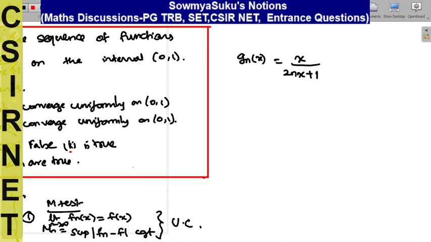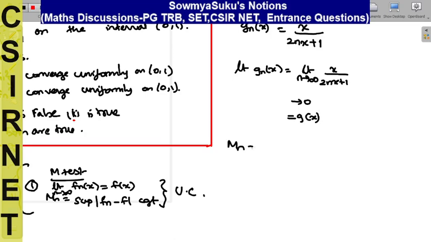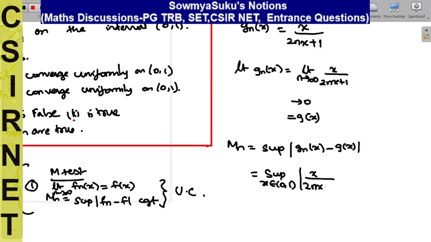Same, we have to use the Mn test for finding uniform convergence. So the limit of gn of x is equal to the limit as n tends to infinity of x divided by 2nx plus 1. Here also the denominator has n, so this converges to 0, which is equal to g of x. The second step is Mn equal to the supremum of gn of x minus g of x, which is equal to the supremum over x belonging to [0,1] of x divided by 2nx plus 1 minus g of x, and the value is 0.